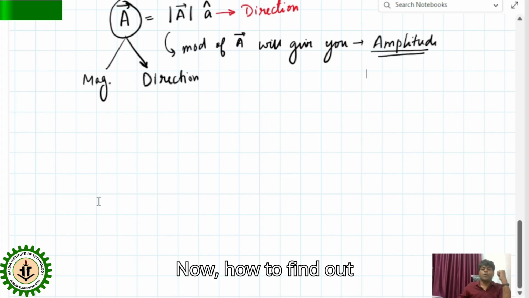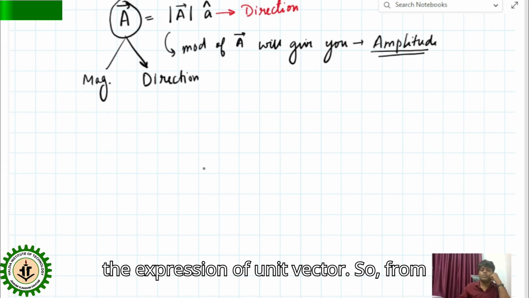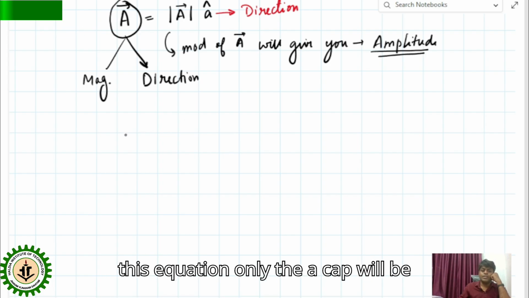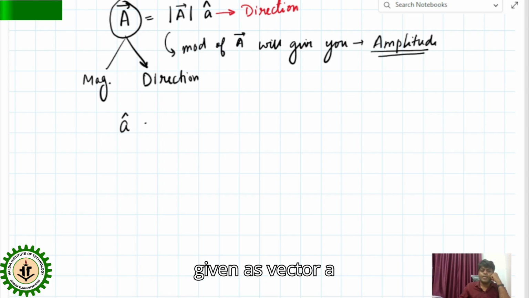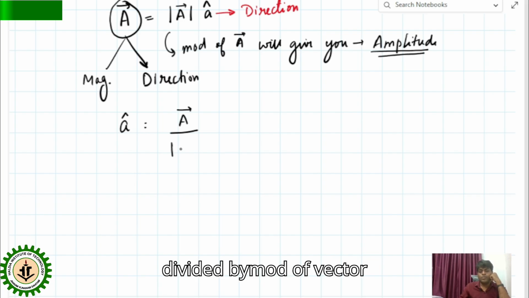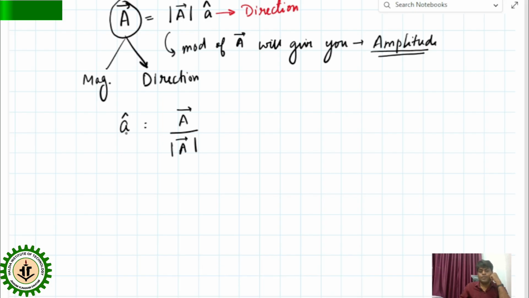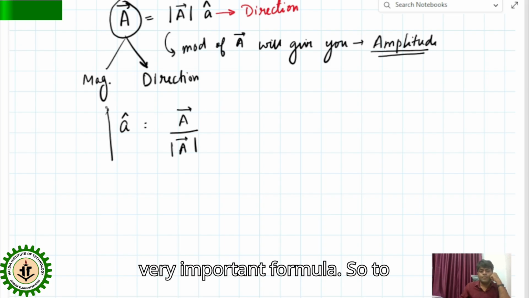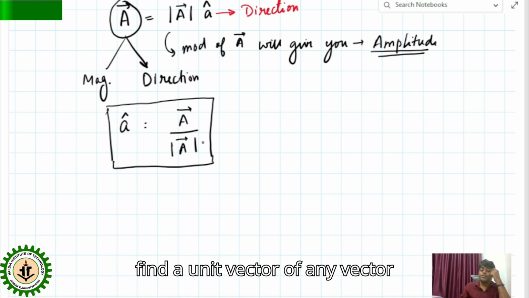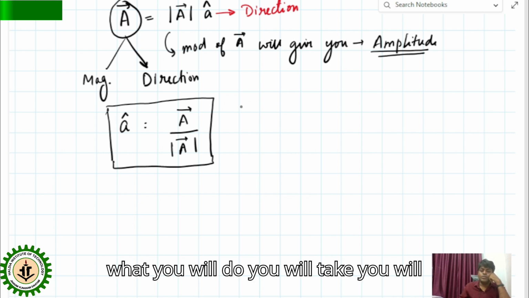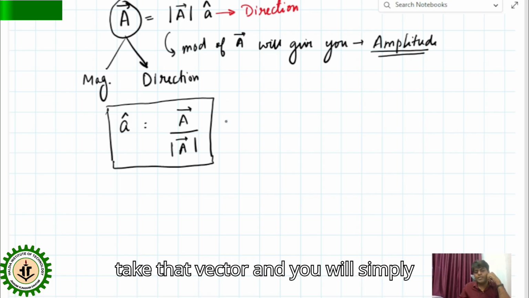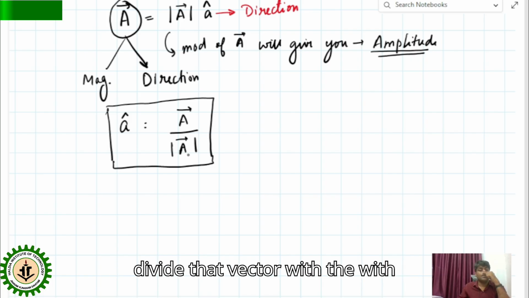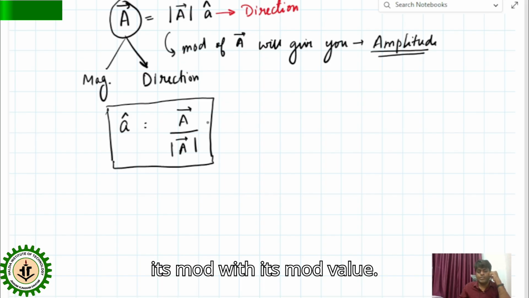Now, how to find out the expression of unit vector? From this equation only, A cap will be given as vector A divided by mod of vector A. Very important formula. So to find a unit vector of any vector, you will take that vector and simply divide it by its mod value.